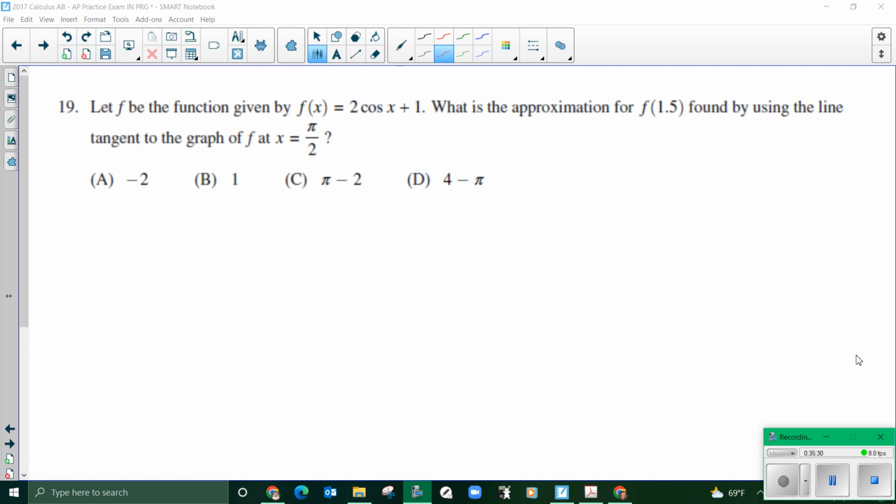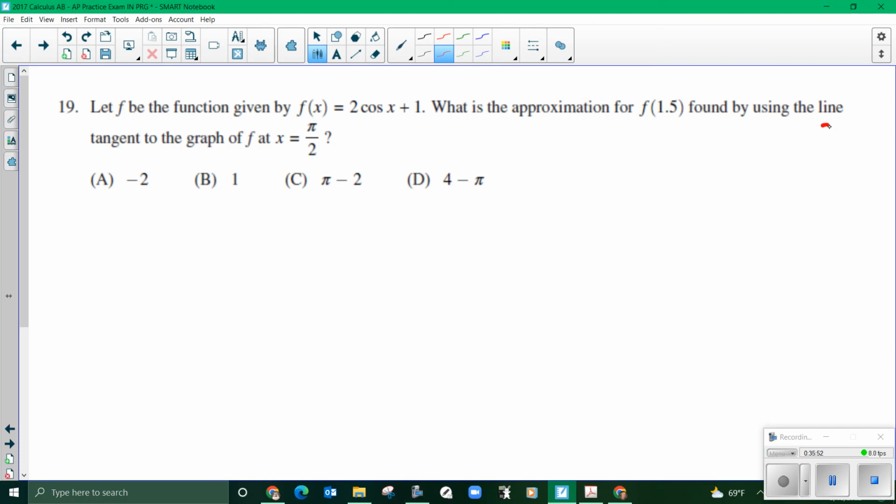Okay, 19. Little bit of algebra work here, so let's get going. Let f be the function given by f of x equals 2 cosine x plus 1. What is the approximation for f of 1.5 found by using the line tangent to the graph of f at x equals pi over 2? I need to find the line of the tangent. y minus y1 equals m times x minus x1. And when I have that, I need to find the y value when x is 1.5.